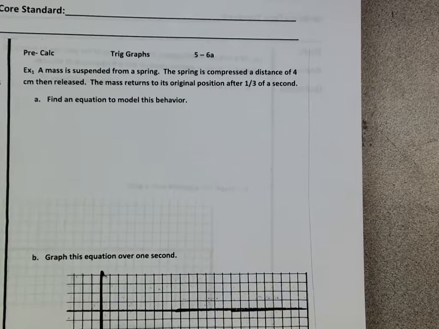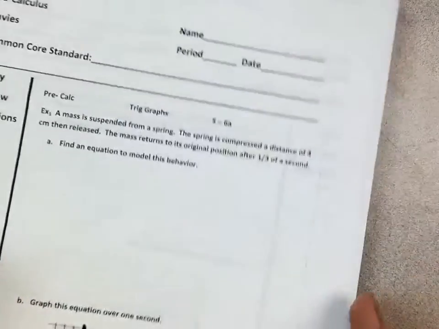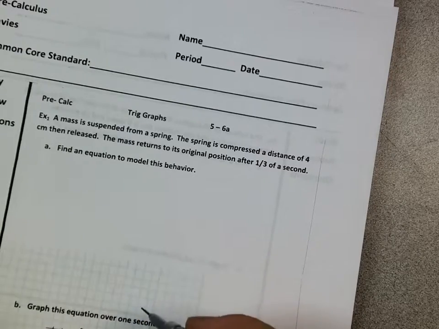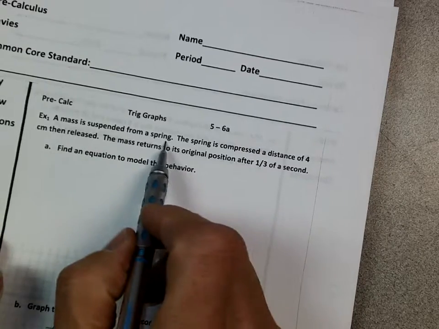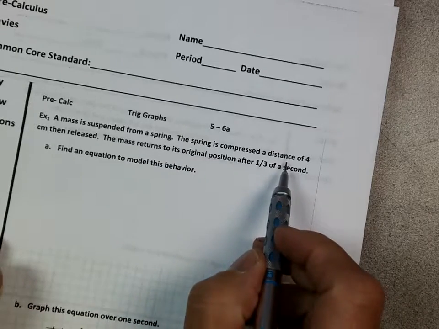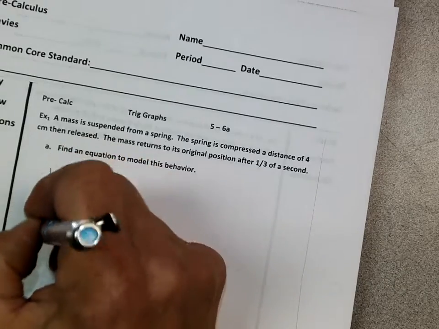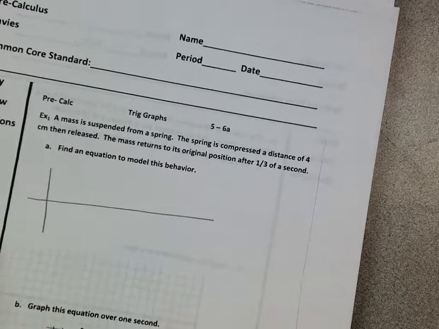Alright, so one more time. When I do these problems, I really like to start with a picture, okay? So a mass is suspended from a spring, and the spring is compressed a distance of 4 centimeters, then released, okay? So I'm going to go ahead and at least try and draw a graph, alright?